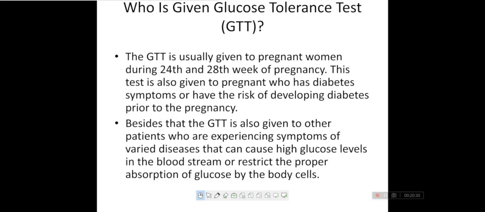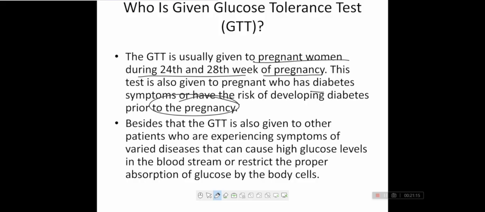Now, who is given the glucose tolerance test? For whom is it used? As I already told, GTT is used for pregnant women. The GTT is usually given to pregnant women between the 24th and 28th week of pregnancy. This test is also given to pregnant women who have diabetes symptoms or have the risk of developing diabetes prior to the pregnancy. Actually, nowadays GTT is used for all pregnant women, whether they have diabetes or not.